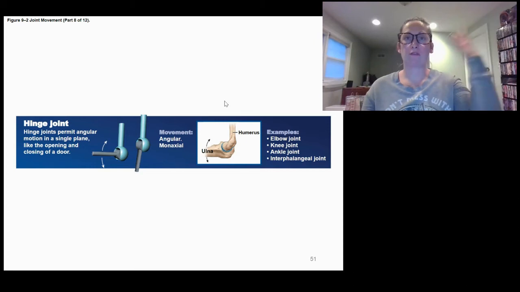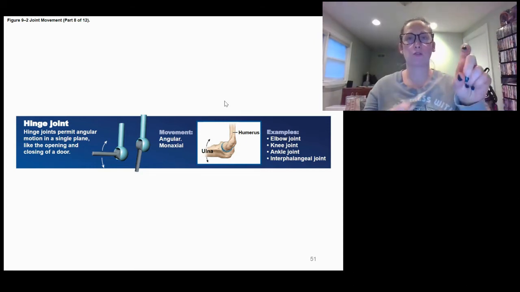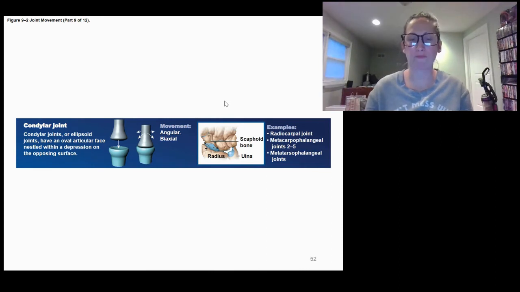A hinge joint is going to function like your elbow does, your ankle does, these two joints on your phalanges, as well as your knee, even though your knee is technically referred to as a modified hinge. Condylar joints are shaped in this kind of concave-convex situation, allowing for biaxial movement.